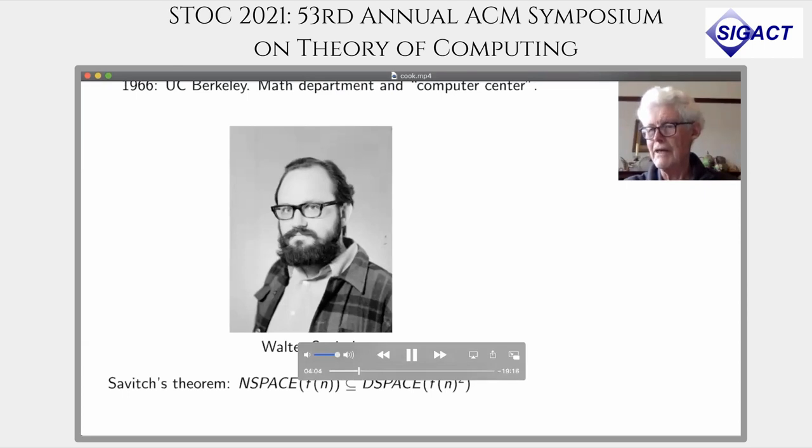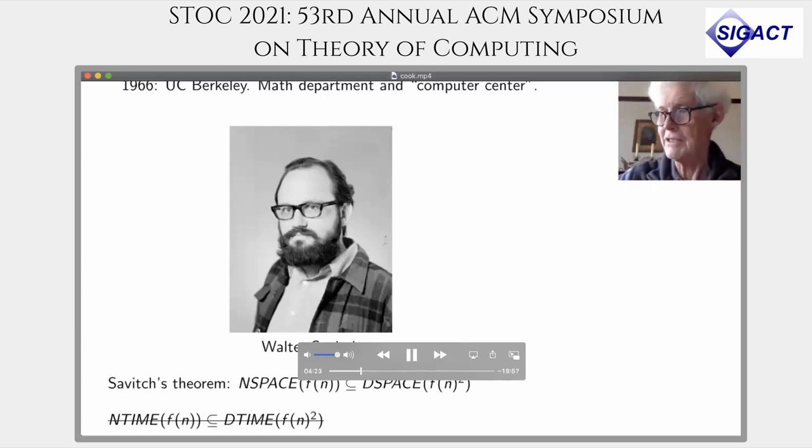N circ of f of n is a subset of d space of f of n squared. Note that we don't think that n time f of n is a subset of d time of f of n squared, but he proved his theorem for space instead of time. Unless we think P equals NP, which most of us don't think. Savage turned out to be one of my most famous students.